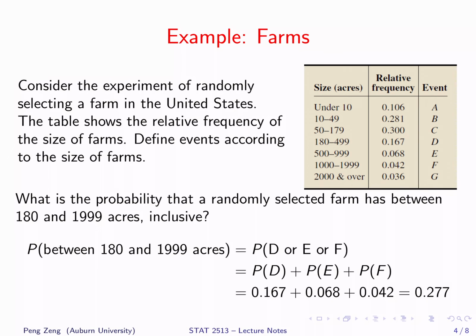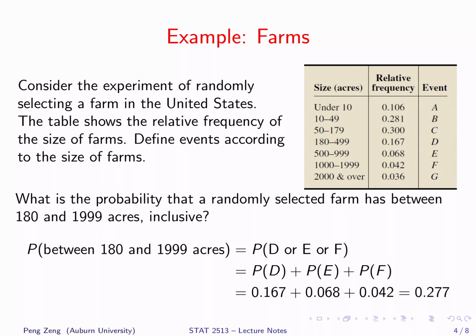The first step is to represent the event we are interested in terms of A, B up to G. By looking at this table, we can see that the size between 180 and 1999 corresponds to events D, E, F combined. Or in terms of mathematics, we say that the event that the size falls between 180 and 1999 equals D or E or F. Clearly, by the definition of D, E, F, they are mutually exclusive.